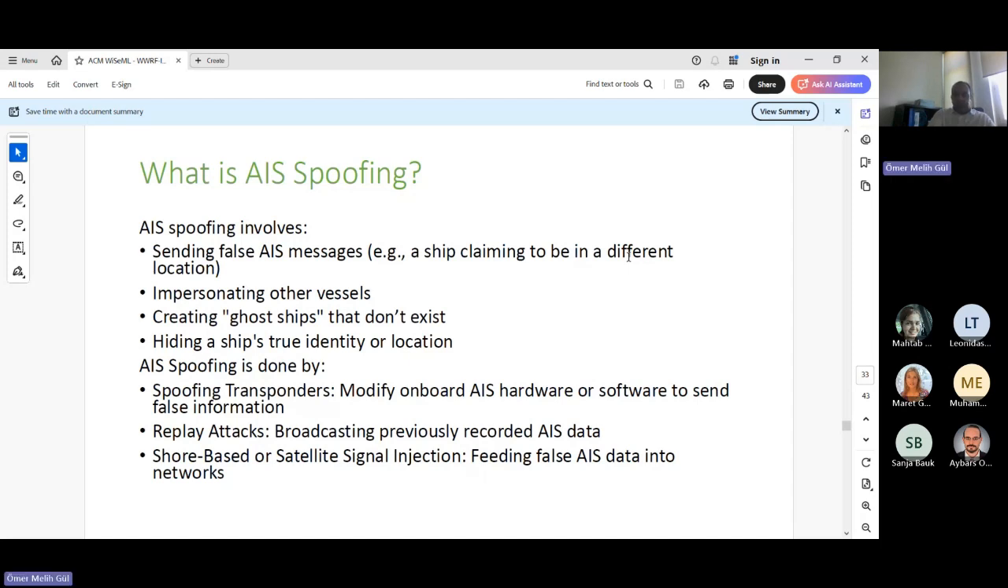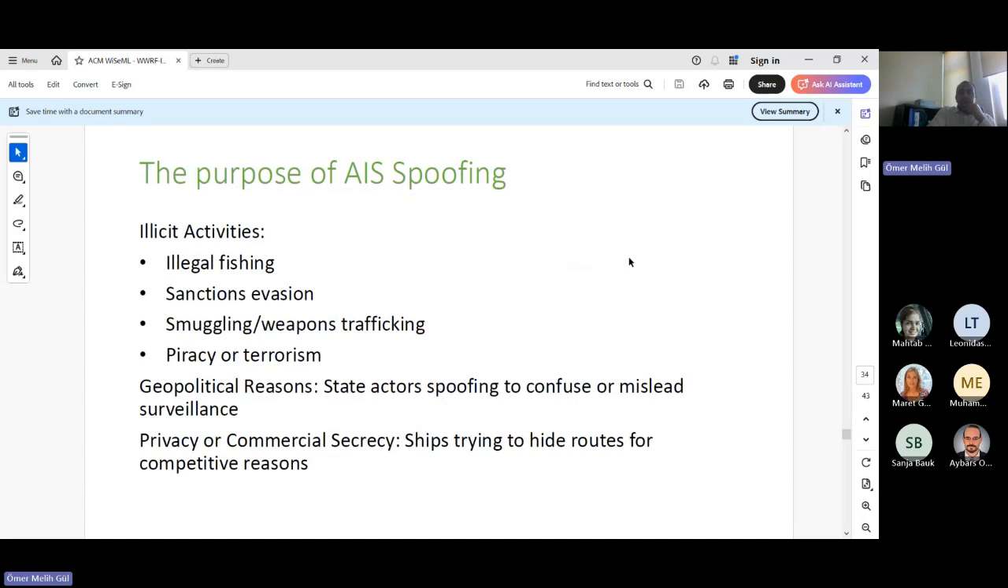Again, it can be done. The purpose of AIS data spoofing is some illicit activities like illegal phishing. So you try to think about that. They don't want you to do phishing, but you are doing the phishing. So if they detect you, then it is a problem for you. It is illegal. Then you try to say, okay, I don't want to give the correct information. I want to mislead the receiver.